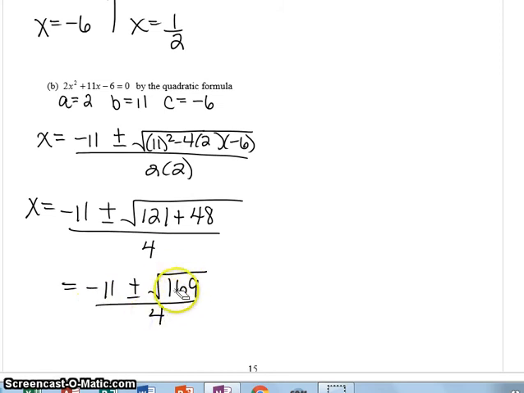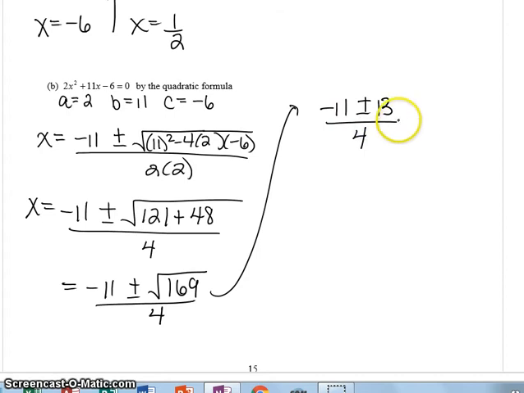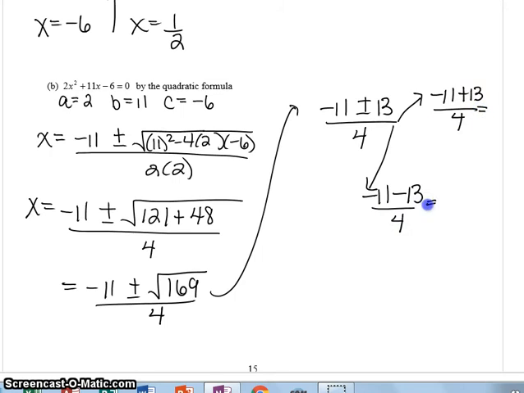Now hopefully you recognize that this is a perfect square. So that's 13. So I'm going to get negative 11 plus or minus 13 all over 4. So that means one of my answers is negative 11 plus 13 over 4, and the other answer is negative 11 minus 13 over 4. You can't leave those. You have to simplify it.